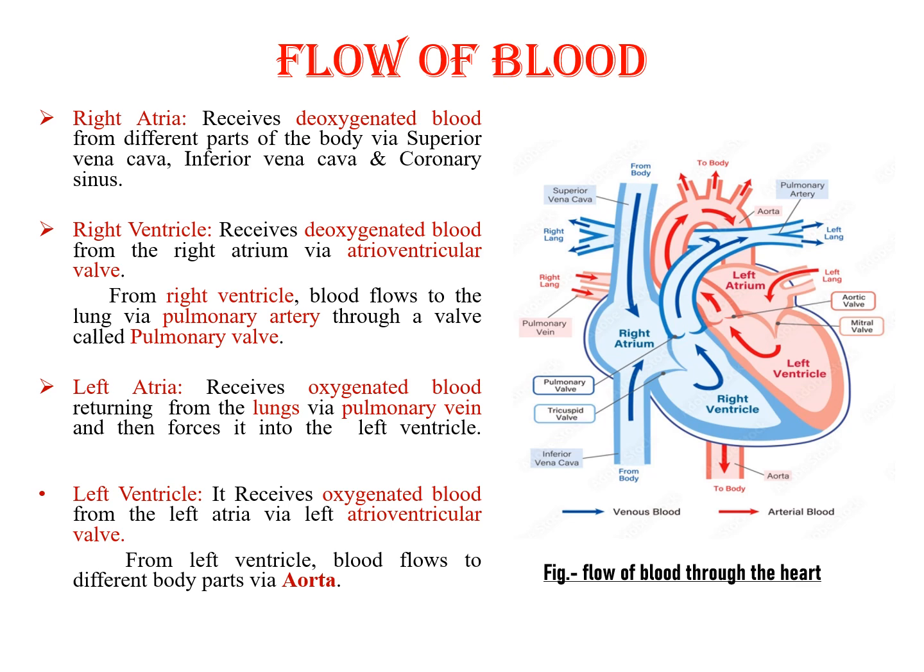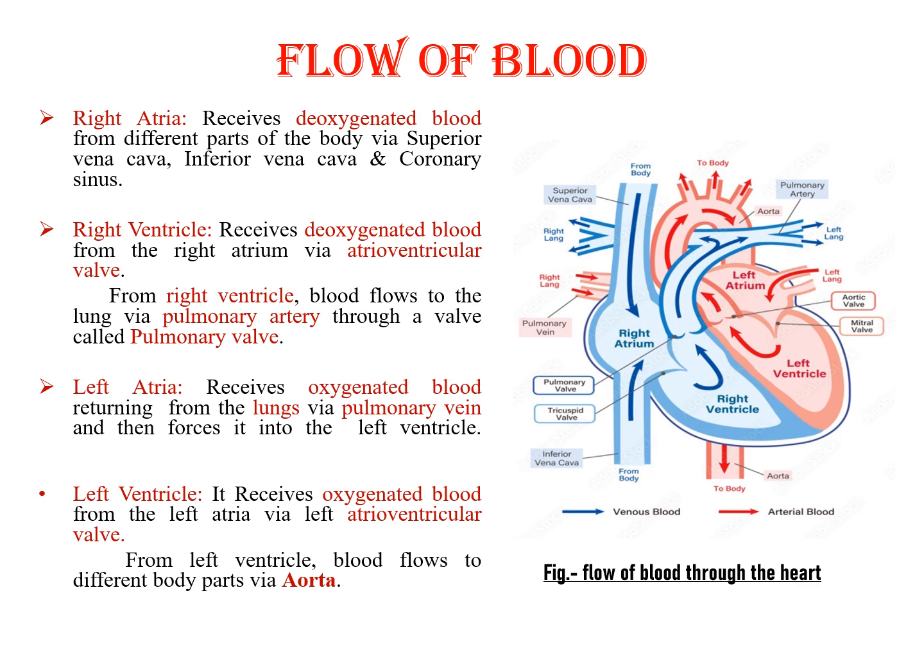Then the right ventricle. The right ventricle receives deoxygenated blood coming from the right atrium via the atrioventricular valve. I will discuss the valves in the next slide in more detail. From the right ventricle, blood flows to the lung via the pulmonary artery through a valve called the pulmonary valve.